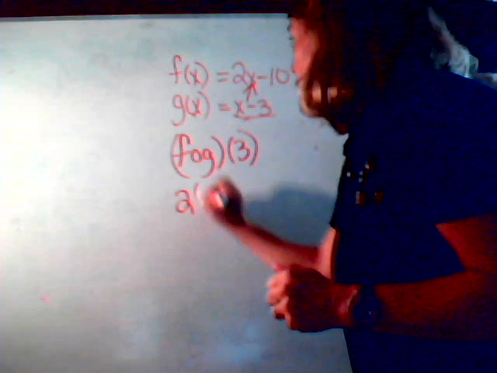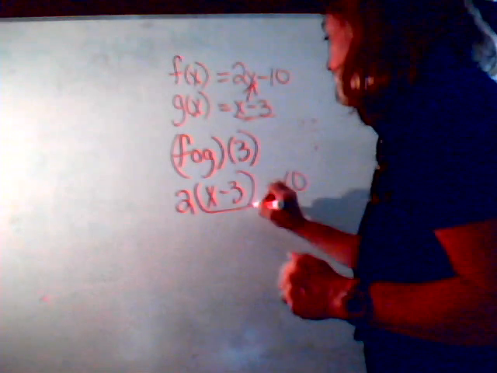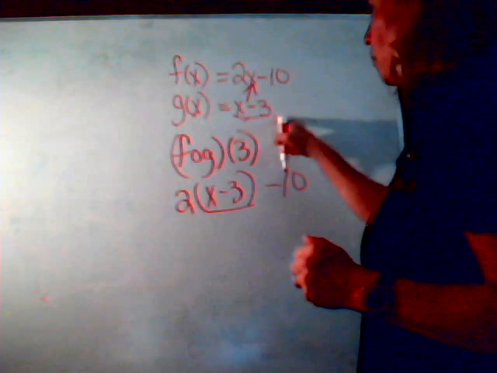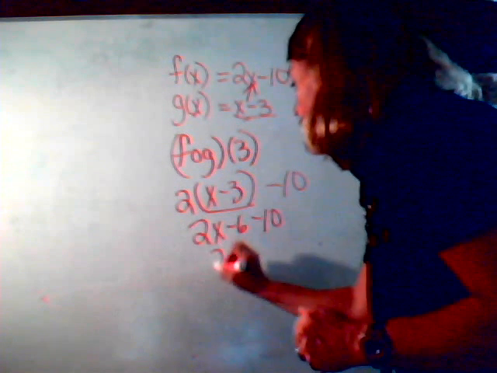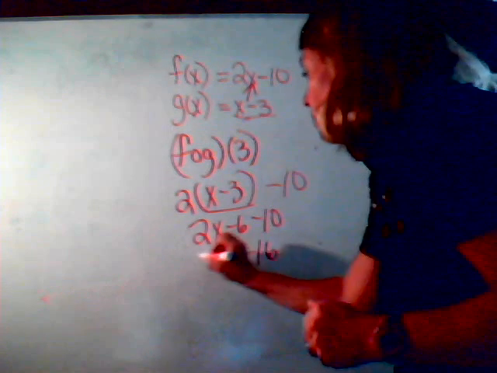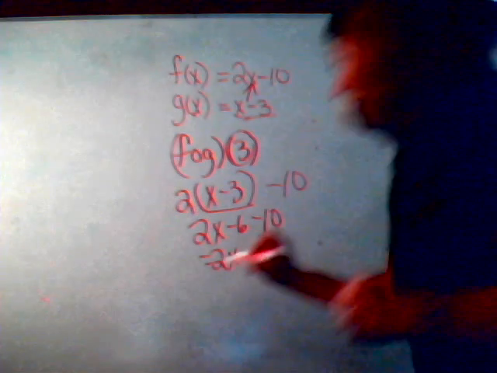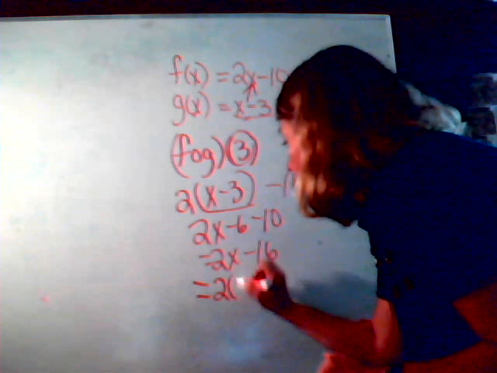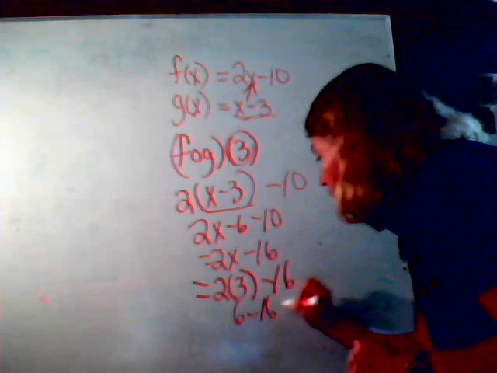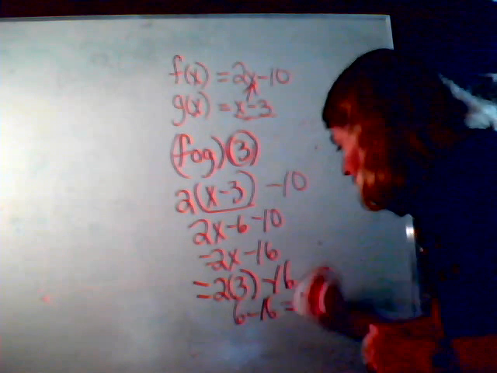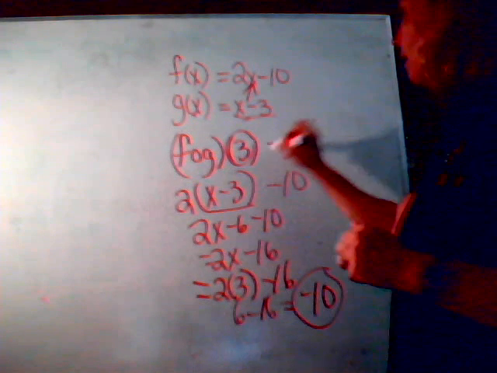That's going to be 2 times (x minus 3) minus 10. So I've just replaced the x up here in the f function with the g function. That gives me 2x minus 6 minus 10, or 2x minus 16. So there's my new simplified function. Then all I have to do is plug in the 3 this time. So I'm going to plug in 2 times 3 minus 16, so I get 6 minus 16, or negative 10. So f of g of 3 is equal to negative 10.